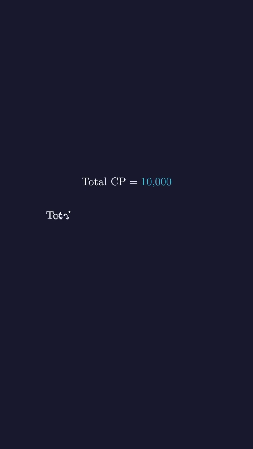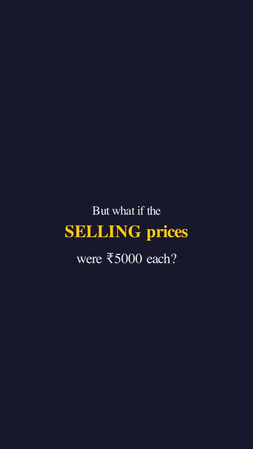Now add it up. Total cost price, 10,000. Total selling price, 6,000 plus 4,000, also 10,000. So it is 0? No profit, no loss? Yes, in this case, that's correct. But here's where it gets interesting.